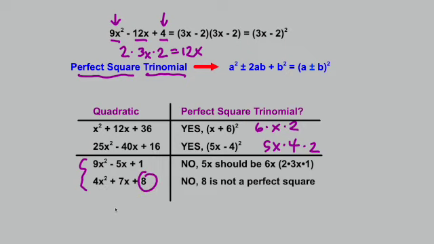So that's how you can check quickly and then avoid having to do the box and the diamond problem. Not that the box and diamond problem really is such a bad thing, but this certainly is a lot quicker and, in my opinion, easier.